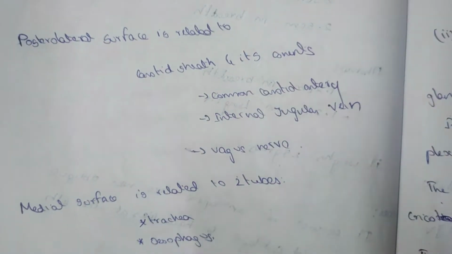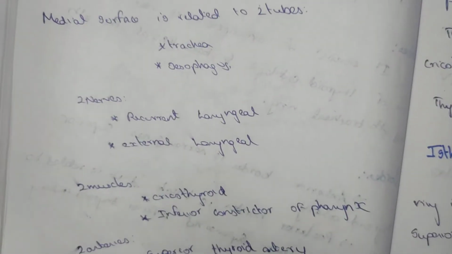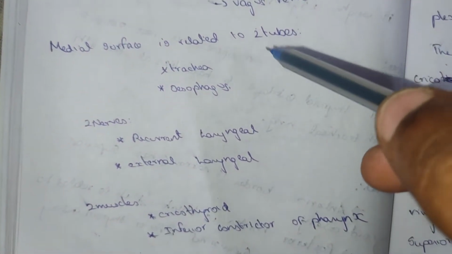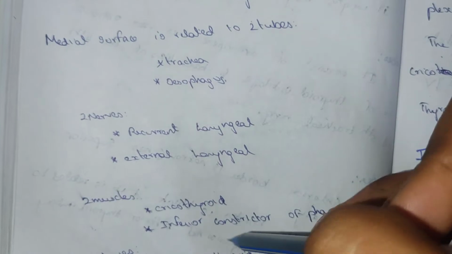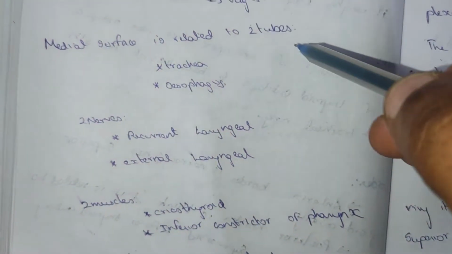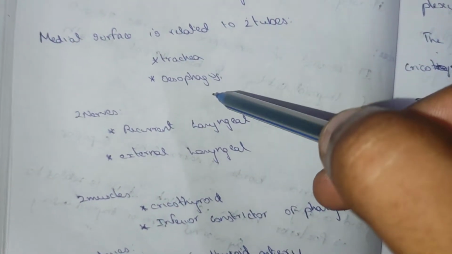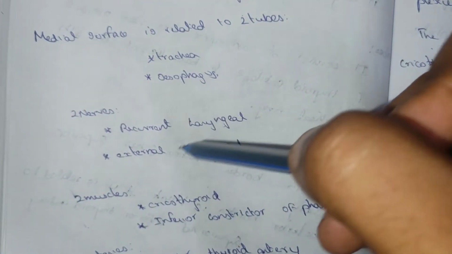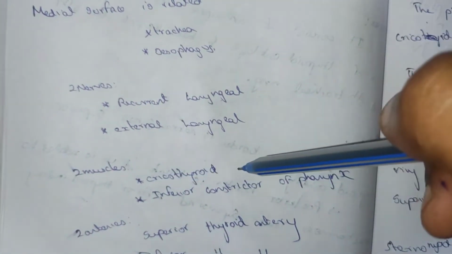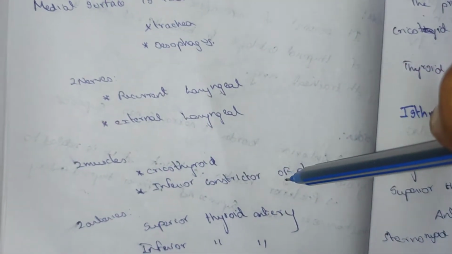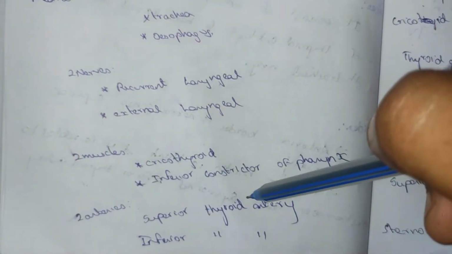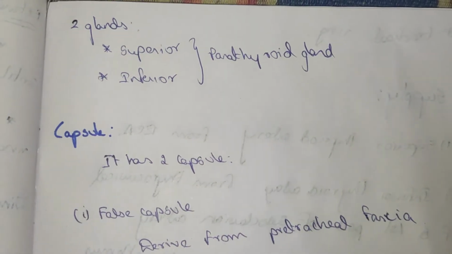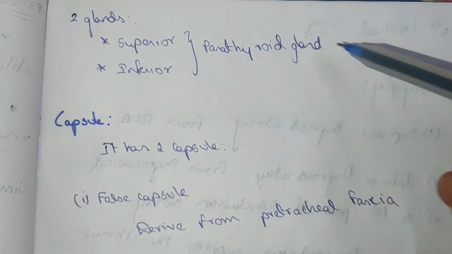Now the medial surface is related to two tubes, two nerves, two muscles, two arteries and two glands. The two tubes are the trachea and esophagus. The two nerves are the recurrent laryngeal nerve and external laryngeal nerve. The two muscles are cricothyroid and inferior constrictor of pharynx. The two arteries are the superior thyroid artery and inferior thyroid artery, and the two glands are the superior and inferior parathyroid glands.